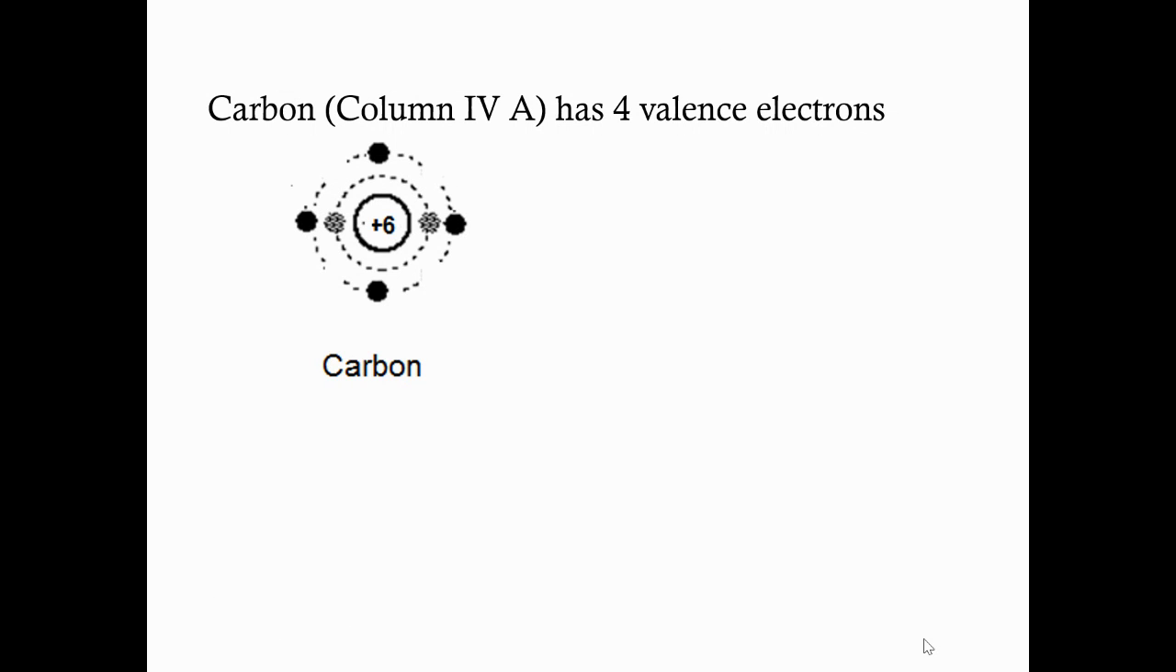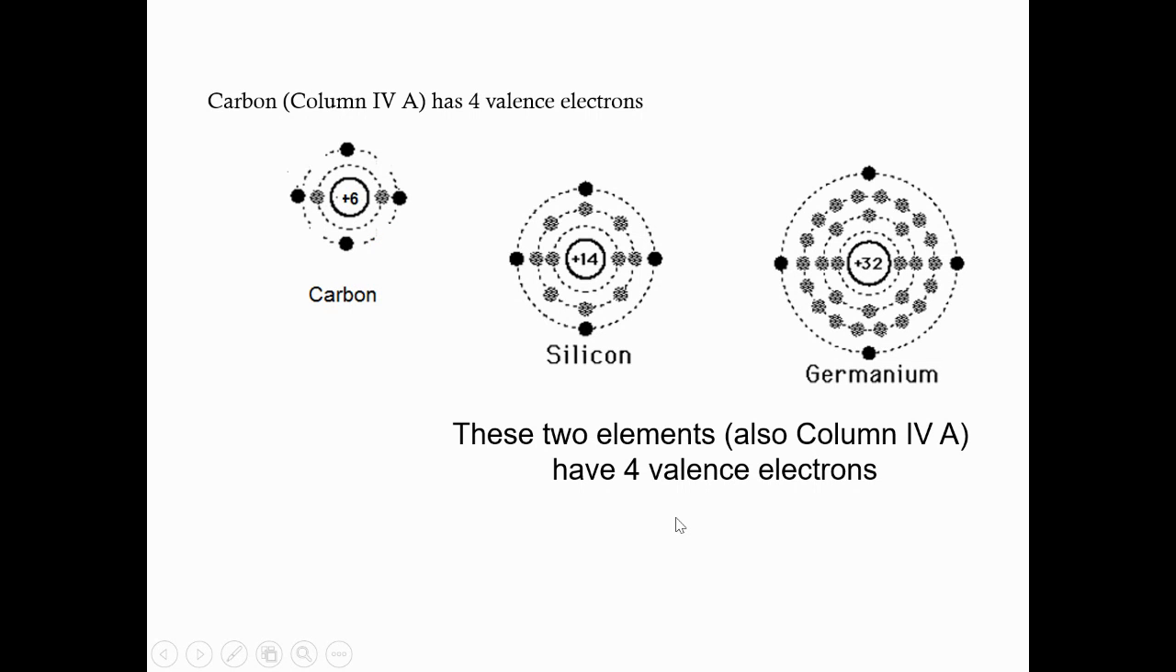Carbon is in column 4A, so it has 4 valence electrons. It has a total of 6, but 2 of them are in a layer closer to the nucleus and 4 on the outside. Silicon and germanium. Silicon has a total of 14, germanium has a total of 32, but because they are in that same 4A column, they also have 4 valence electrons on the outside.